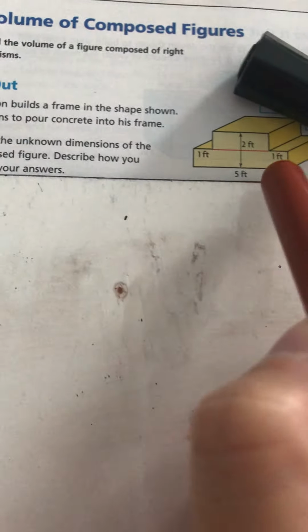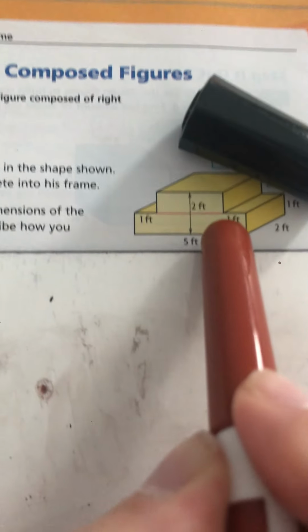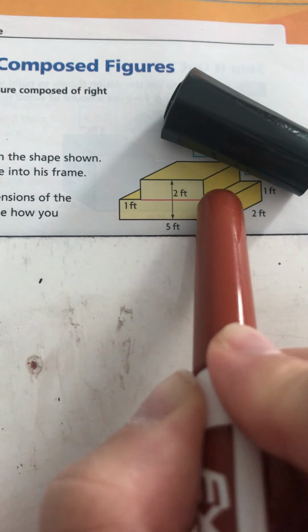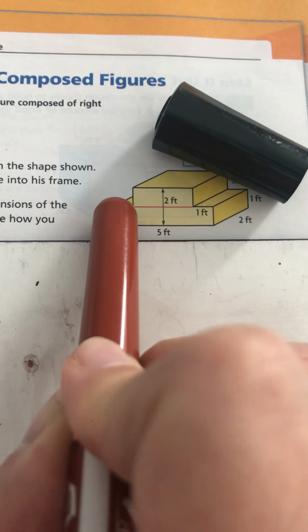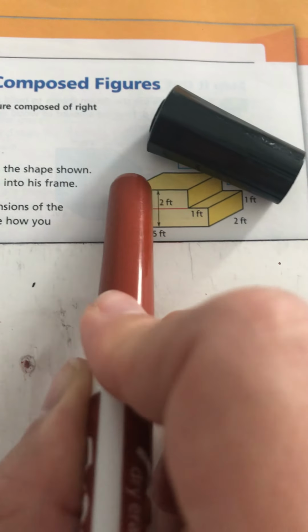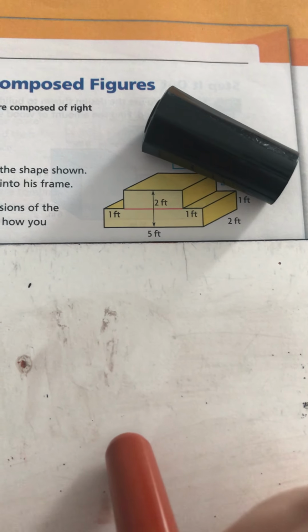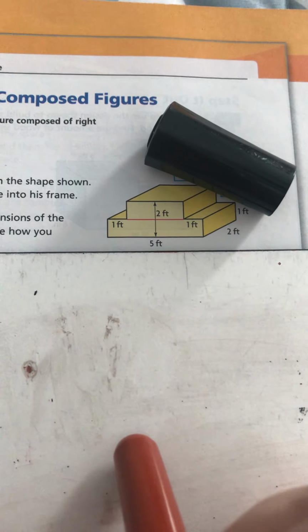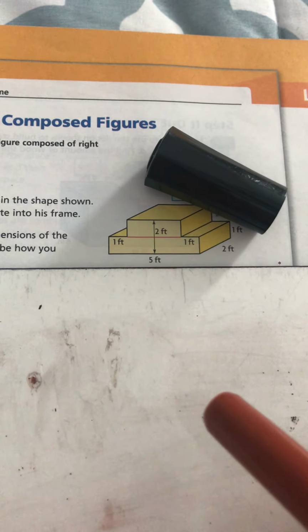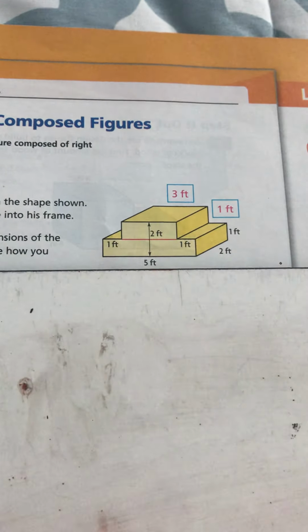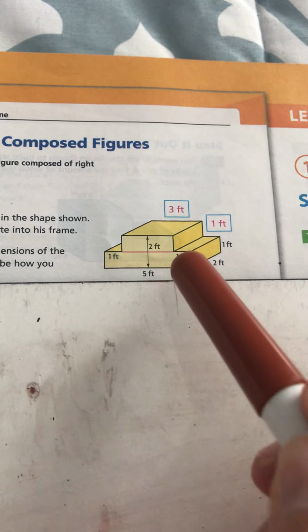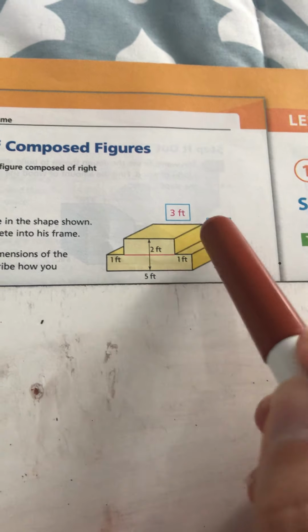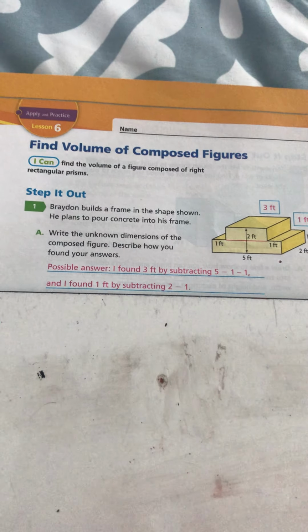Can I repeat that? If this whole thing is 5 and this piece right here is 1 and 1, it would be 5 minus 1 is 4, minus that 1 is 3. This length is 3. Okay? So the missing piece is 3 feet. And then this one was known. It's right here and right here, so it's 1. The missing pieces are 3 and 1.